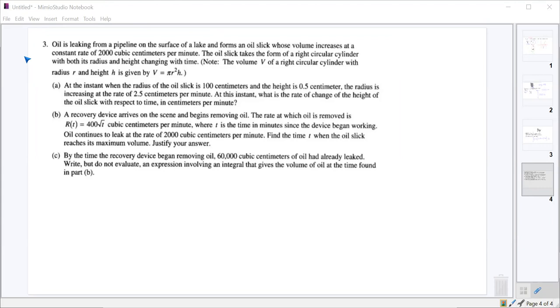Part A said that at the instant when the radius is 100 centimeters and all that, what is the rate of change of the height? So hopefully we went through and did that all right. But 3B says a recovery device arrives on the scene and begins removing oil.